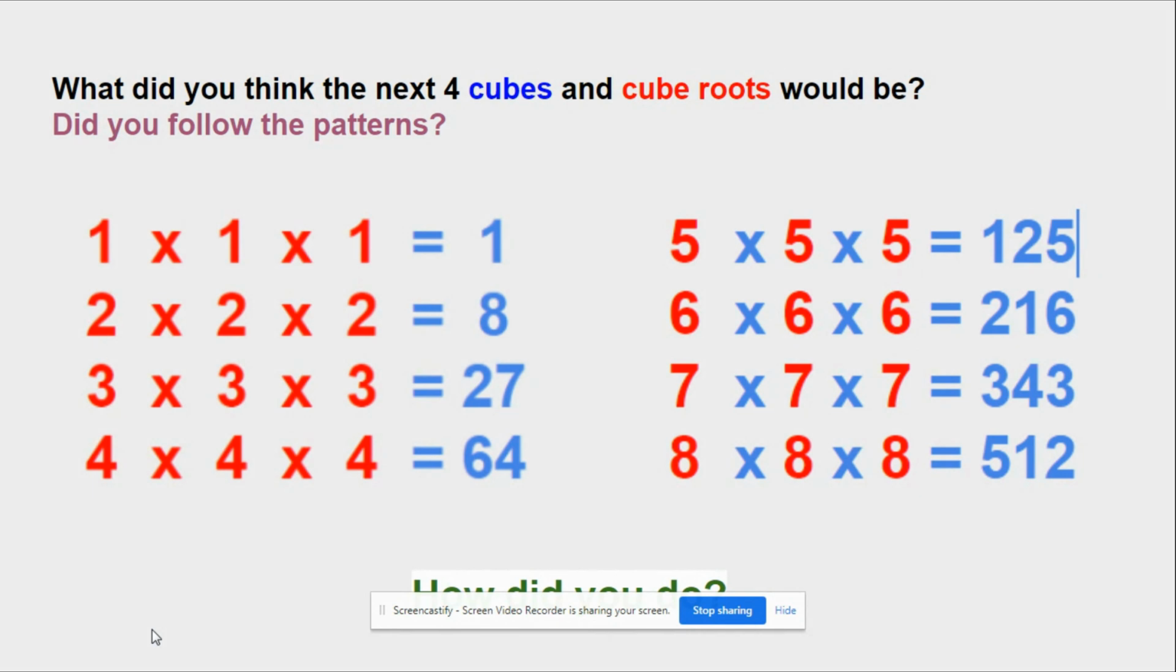The next 4 would be 5 times 5 times 5 is 125. 6 times 6 times 6 is 216. 7 times 7 times 7 is 343. And 8 times 8 times 8 equals 512. I bet you could figure out what the next one would be. How did you do?